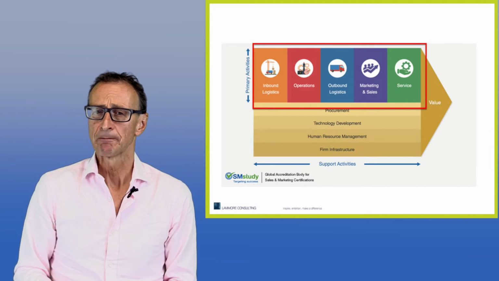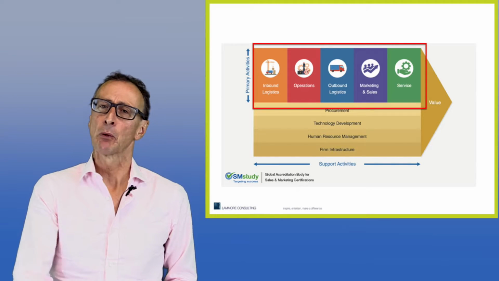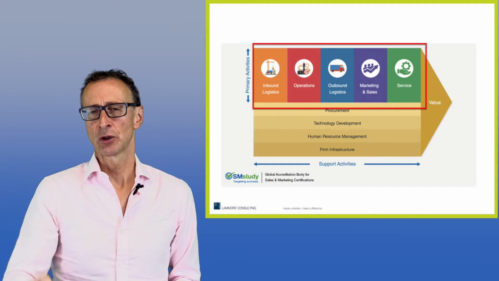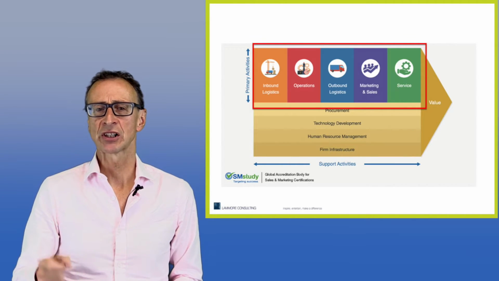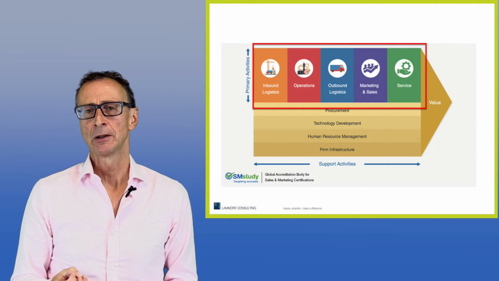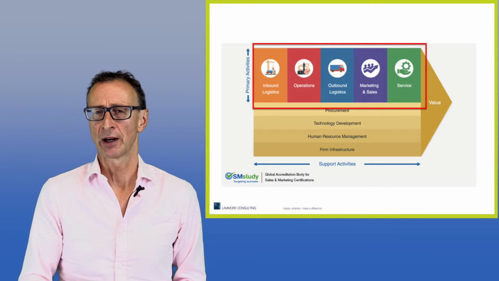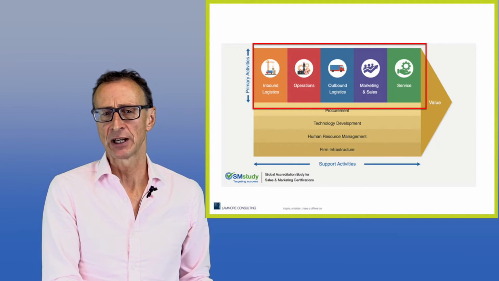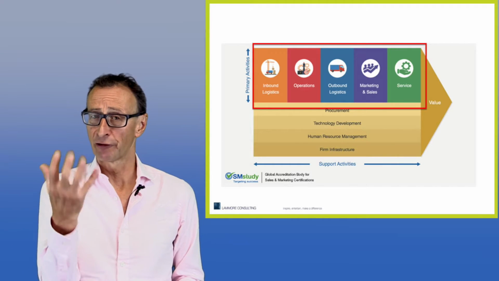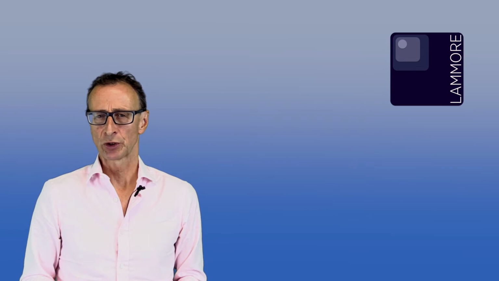Outbound logistics, well, that's if you like goods out. So once we've created the product and we've sold the product, how do we then deliver them to our customers? And lastly, service. Once the customer has received the goods, how do we ensure that we maintain the value of the product through our after-sales care? So they're very much the five primary activities that Porter talks about.